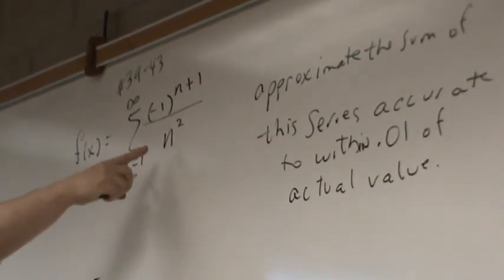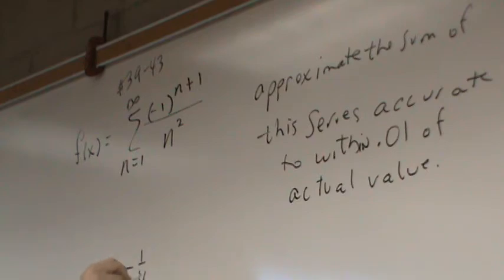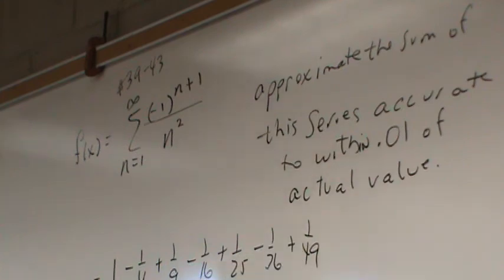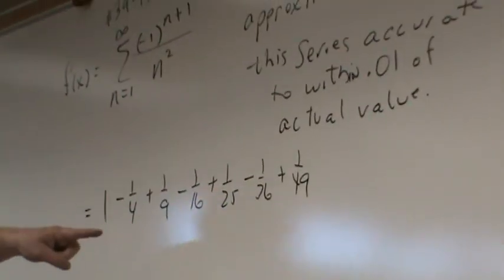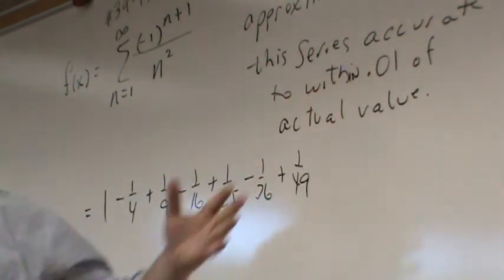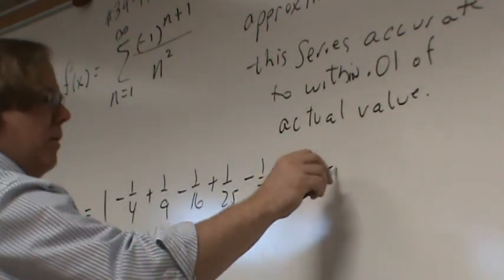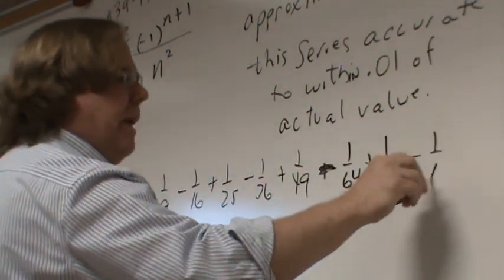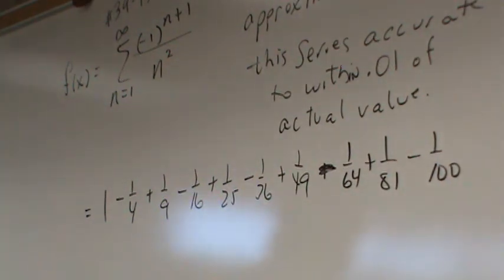You're just going to go, okay, when n is 1, I get 1. When n is 2, I get negative 1/4. When n is 3, I get 1/9, negative 1/16, 1/25, minus 1/36, plus 1/49. Let me ask you guys, when do I stop? Whenever you want to. No, I need to be accurate to within 1/100th of the actual value. Minus 1/64, plus 1 over 81 minus 1/100. When do I stop? Yeah, right there, okay?